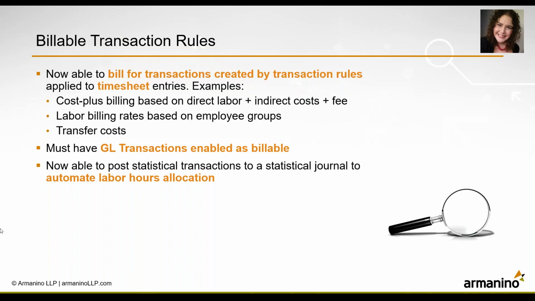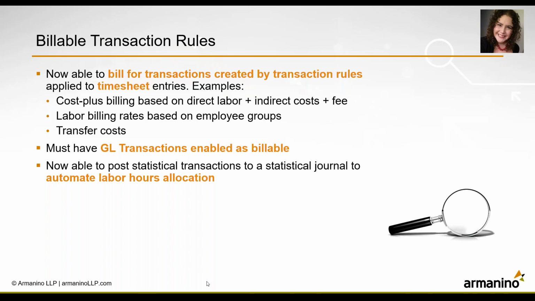So some exciting updates for those of you using projects in this update here. The first one, of course, is the update to the billable transaction rules. So now you're able to bill for transactions that have been created by the transaction rules. And this is with the update to allow GL transactions to be enabled as billable, which came out a few releases ago. So in order to have billable transaction rules, you must first have the general ledger transactions enabled as billable in your project configuration and setup, and you must be subscribed to project costing and billing.